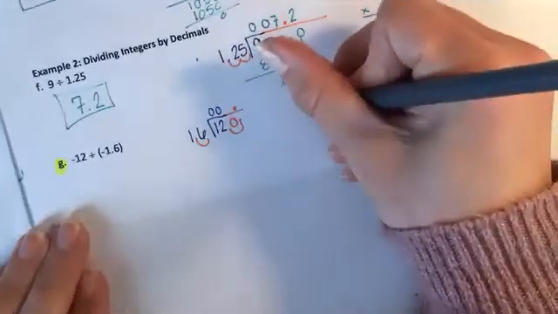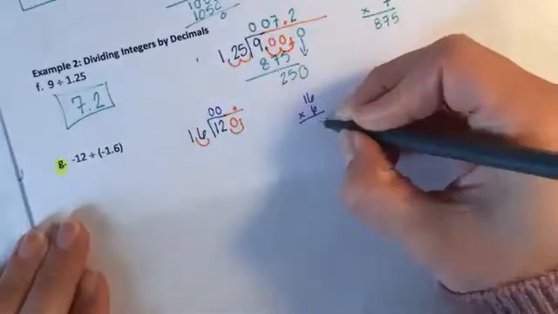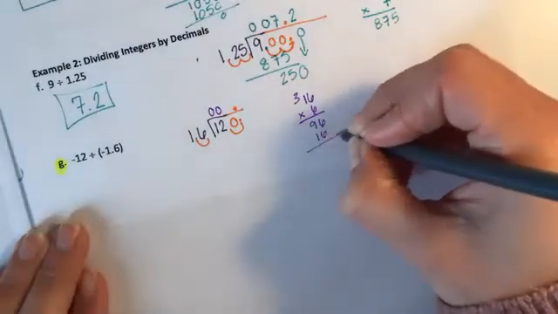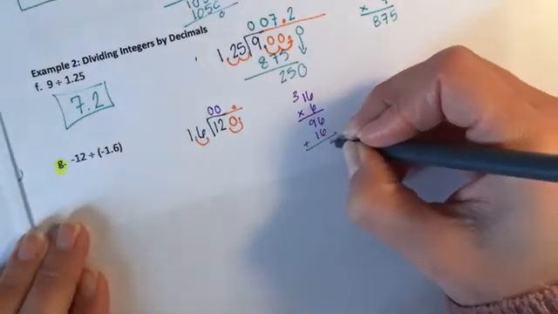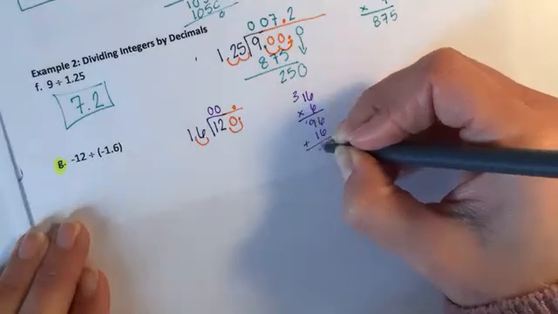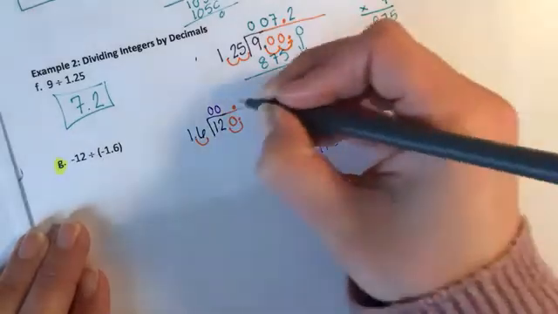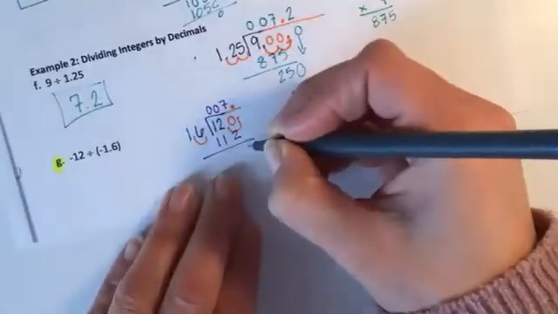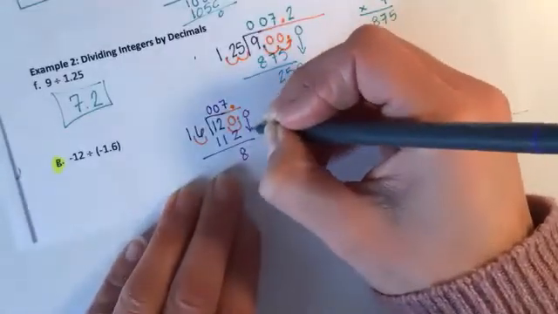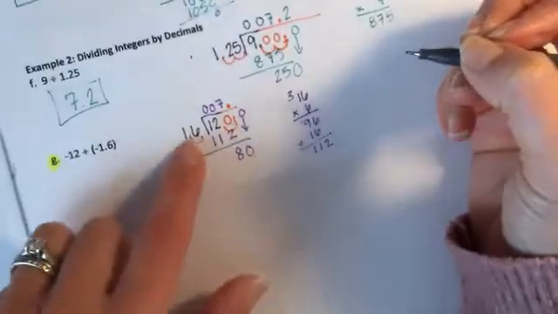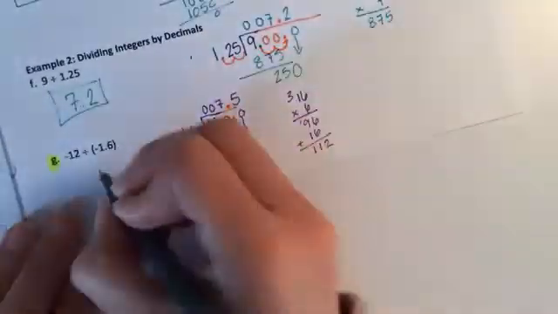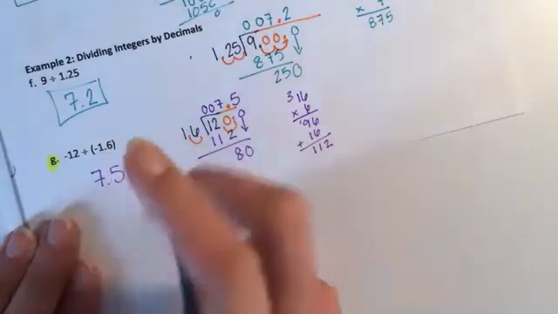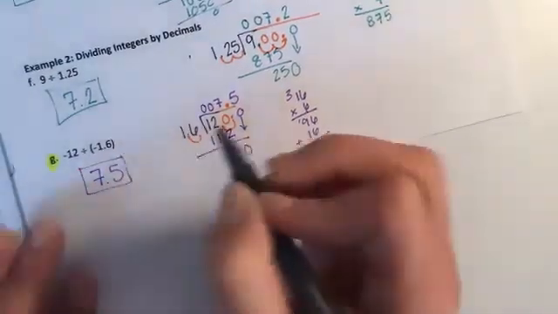Let's do 16 times 6. 6 times 6 is 36. This gives me 96. So I can probably do another one on there. That would give me 112. So 7 gives me 112. When I subtract, I get an 8. Bring down my 0, I get 80. I know that 16 goes into 80 5 times. So my answer is 7.5. A negative divided by a negative turns it to a positive. So it's a positive 7.5.